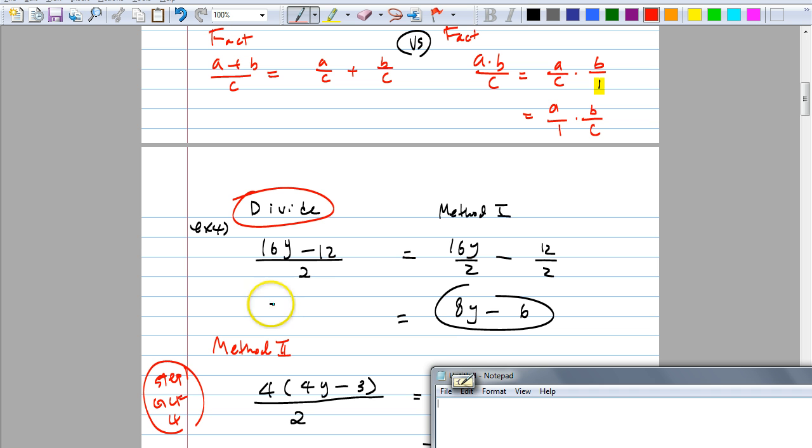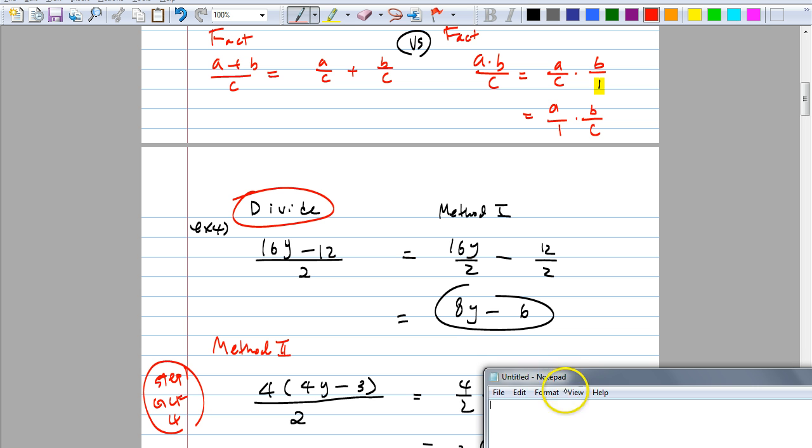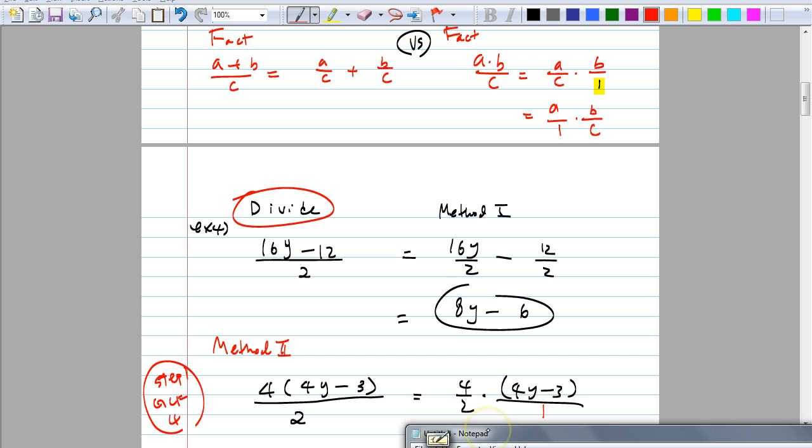Yeah, then we're going back to the original. But knowing this, Claire, this is my A. My 4 is A, my B is this whole binomial over C. So is there 4 over 2 times 4y minus 3 over 2, or over 1? Over 1. Does that make sense?